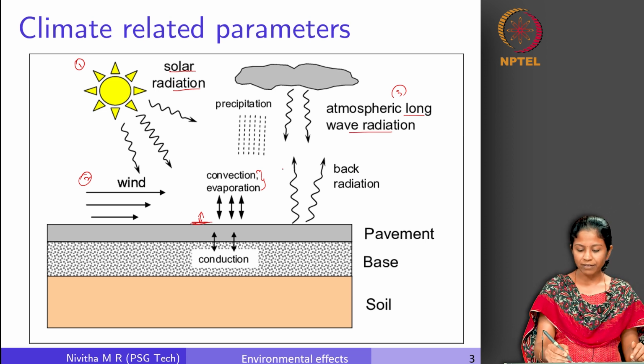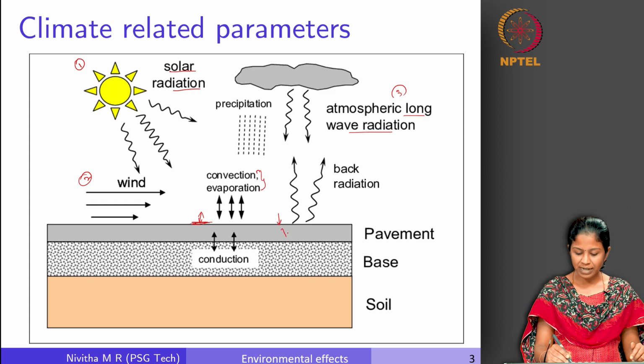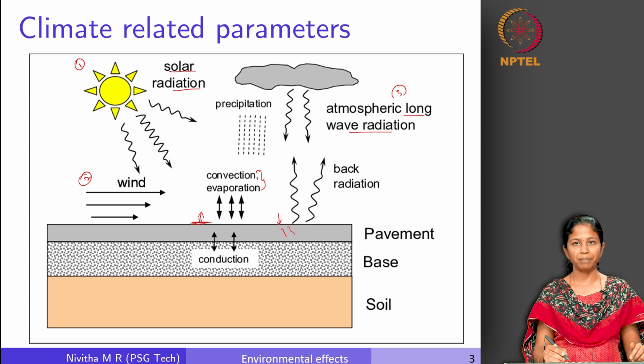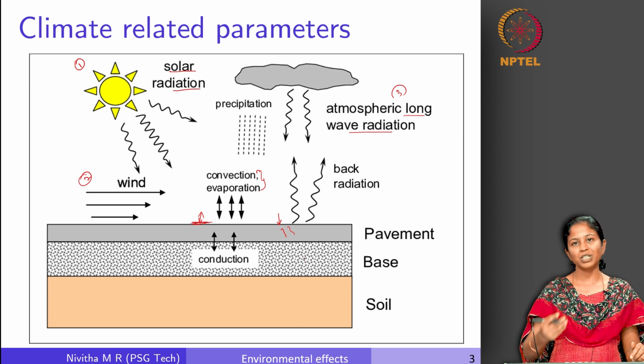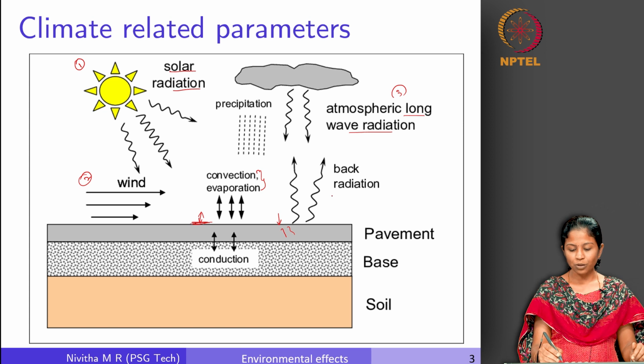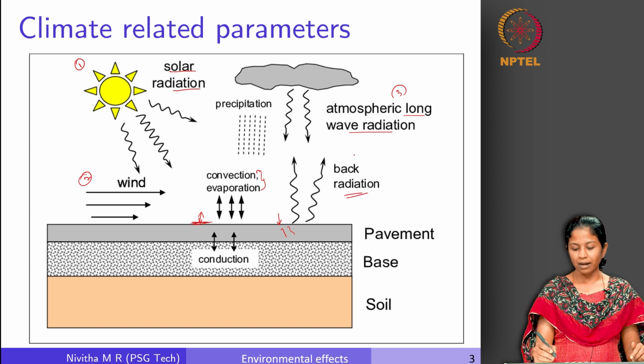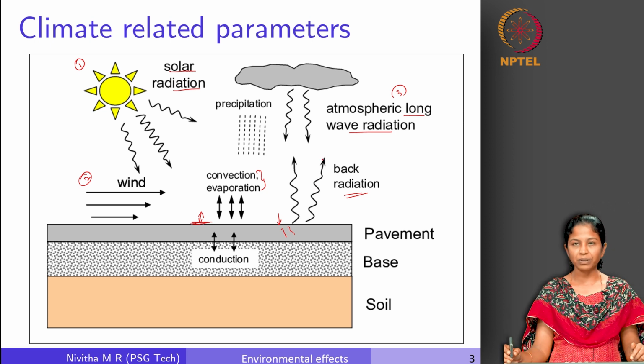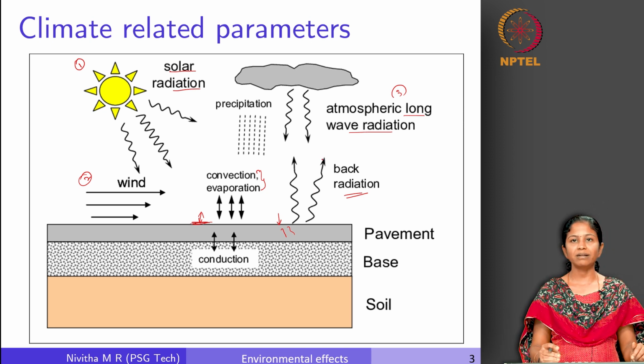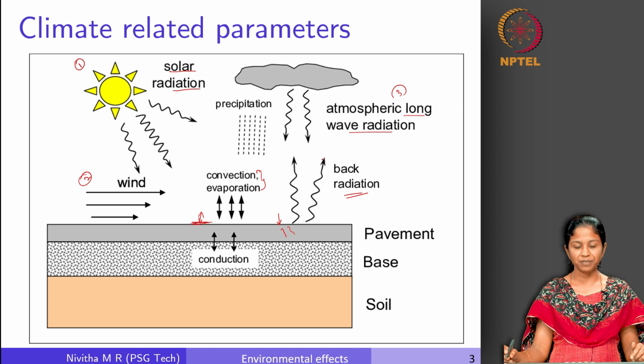Now, these radiations will fall on the surface of the pavement. Some amount of these radiations will be absorbed by the pavement and some amount of radiations will be given back, which is called the back radiation, right. So, this back radiation is what is scattered from the pavement and it is going back into the atmosphere. So, this is also another source of heat to the pavement surface.